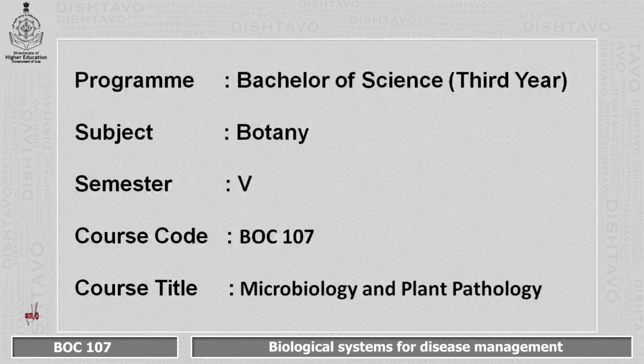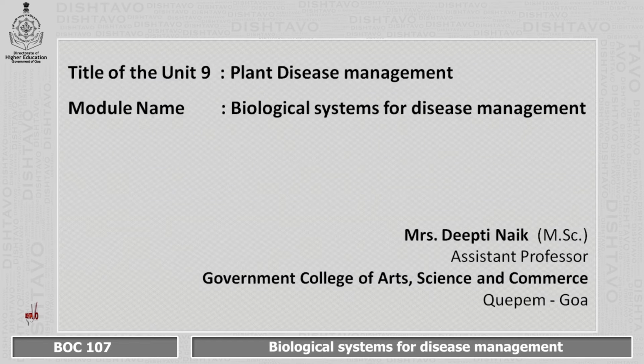Course code is BOC 107 and course title is Microbiology and Plant Pathology. So the title of the unit is Plant Disease Management. In this unit, the module we are going to study is Biological System for Disease Management.